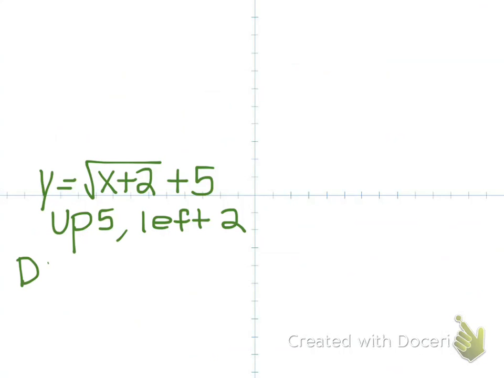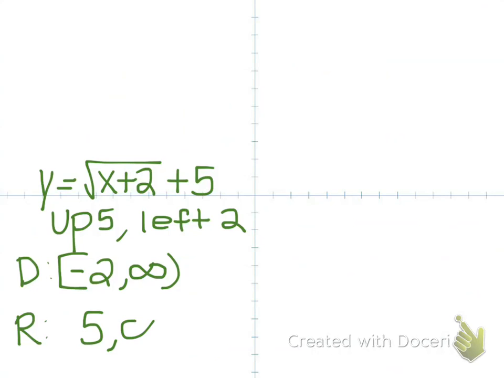All right, so you would have to identify the domain and range, and our domain is allowed to be negative 2 and greater, bracket around negative 2. And then our range is going to be 5 to infinity, because the parent function of a radical starts at 0, 0 and goes like this. So if I'm shifting it up 5, it's not going to go lower than 5.